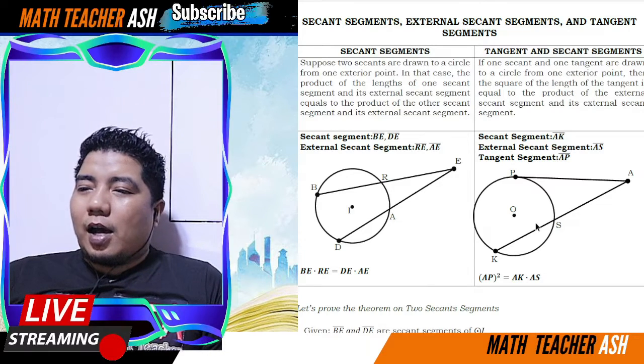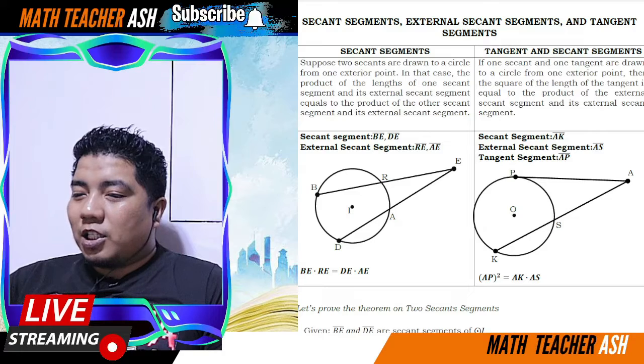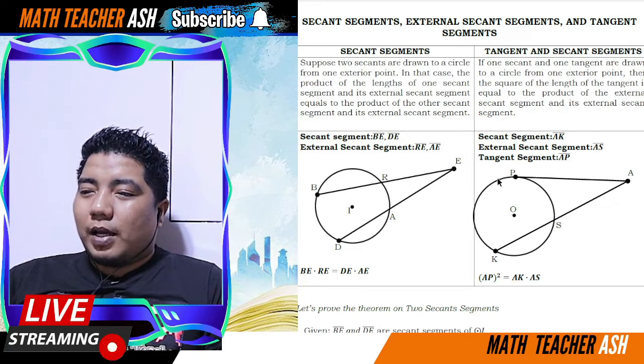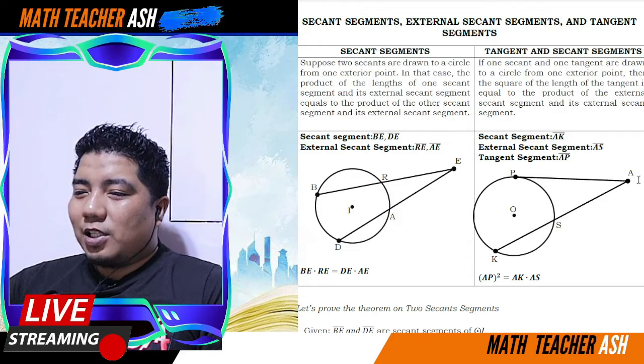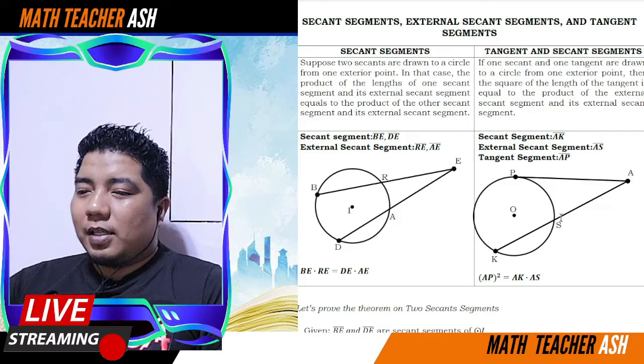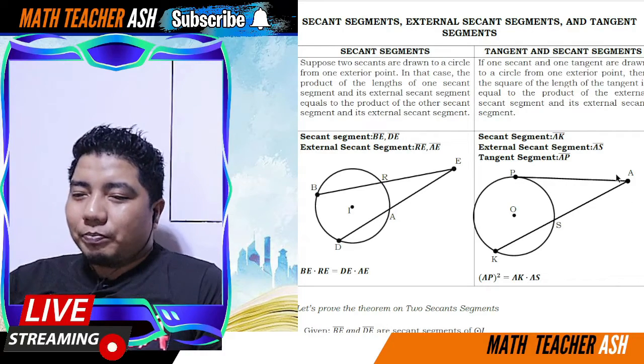Okay? In terms of tangent, ito naman tangent. Yan. Tangent segment ito. Bakit? Because it is a line segment from the tangent line. Okay. So, ito siya, tangent segment. Ito naman secant segment kasi tinamaan niya ng dalawa. Ito, isa lang. I hope that is clear, my dear math learners.